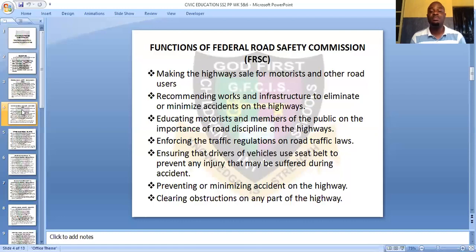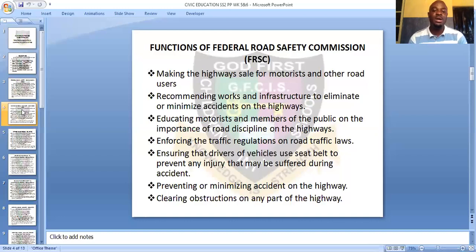Because imagine somebody who does not use his or her seatbelt and an accident occurs, that could lead to a lot of injury, and it could even cause the death of such a person. But if the person made use of a seatbelt, the injury will be minimized. So that's why you need to use your seatbelt in case unforeseen circumstances happen.